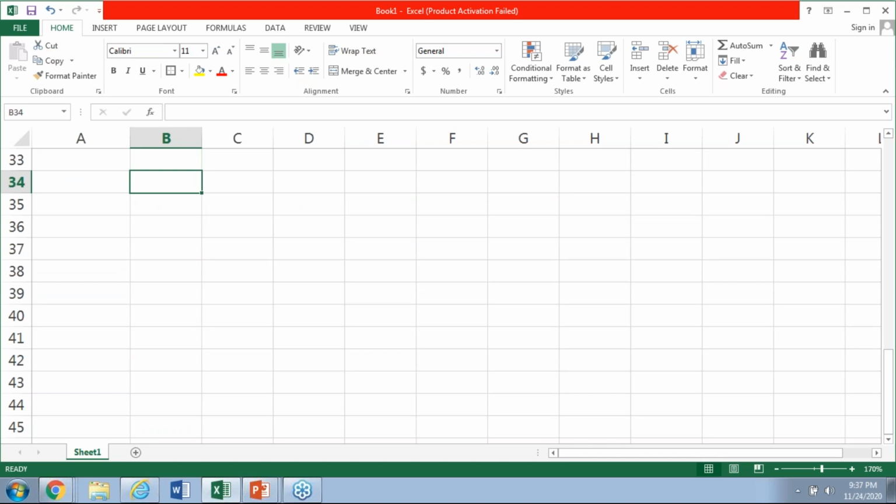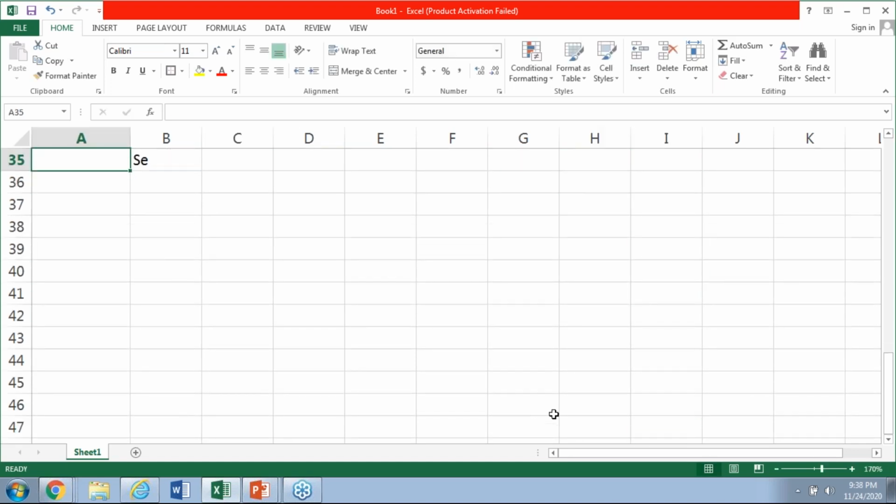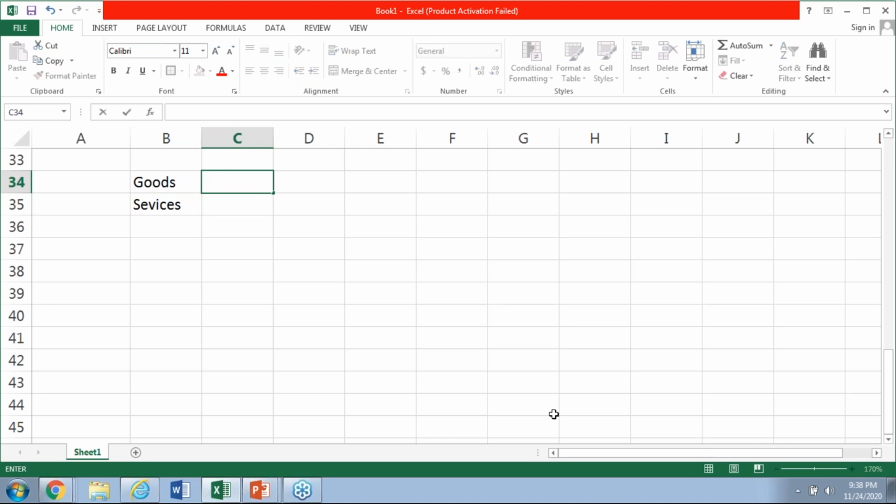Suppose the company is selling goods and services separately at a price of, suppose, 9,000 for the value of the goods and 6,000 for the value of the service. So the total price of these two products will be 15,000. Is that clear? The value of the goods is 9,000 and the value of the service is 6,000. The total price will be 15,000.